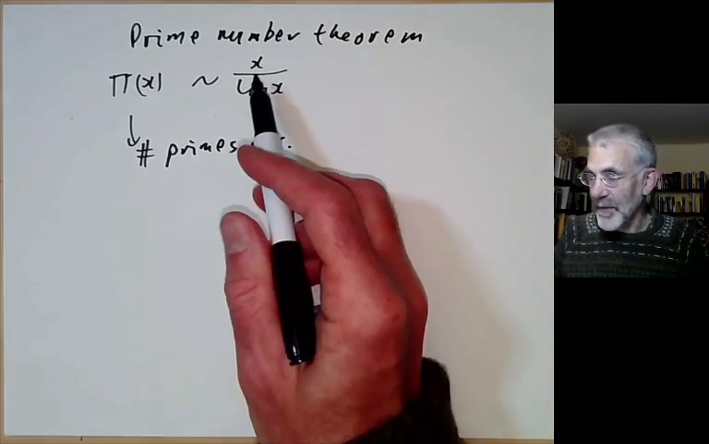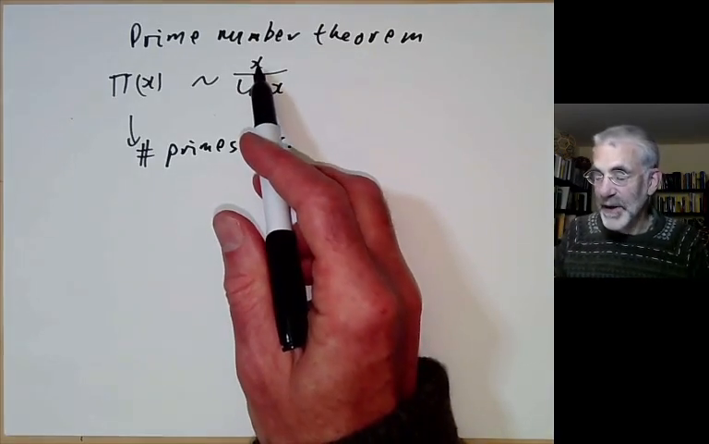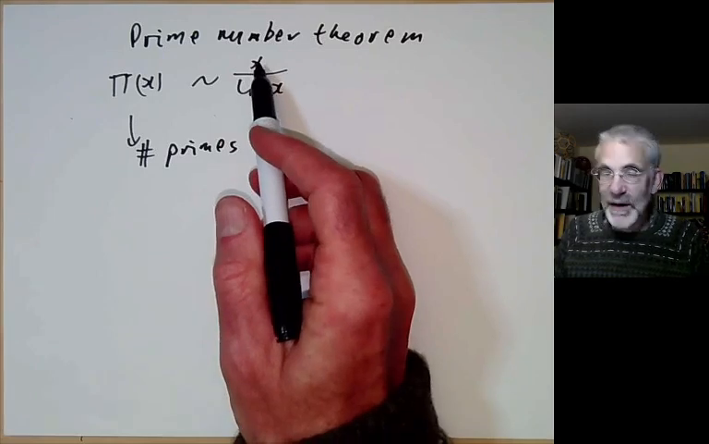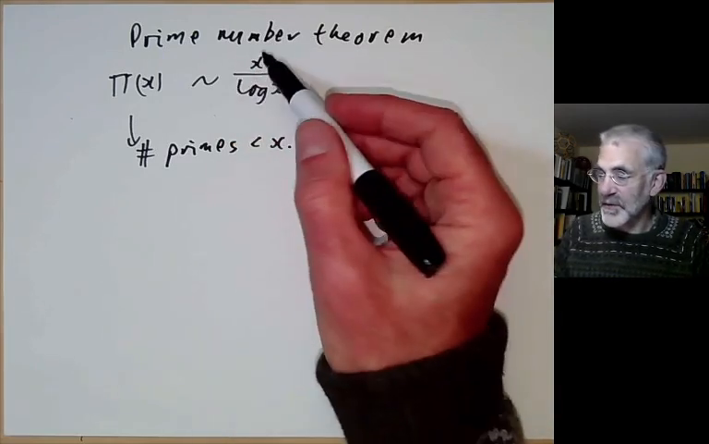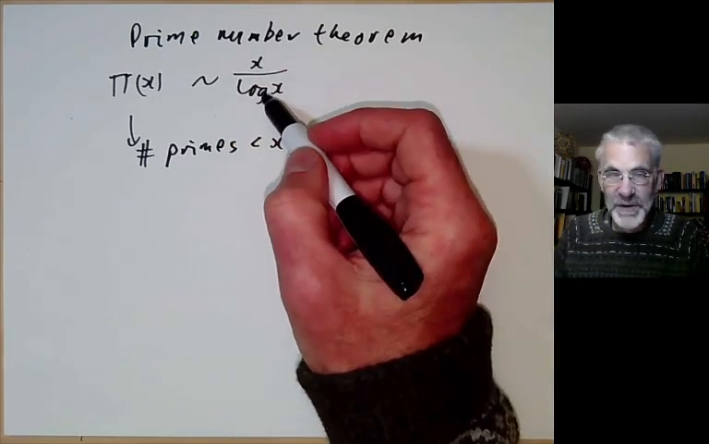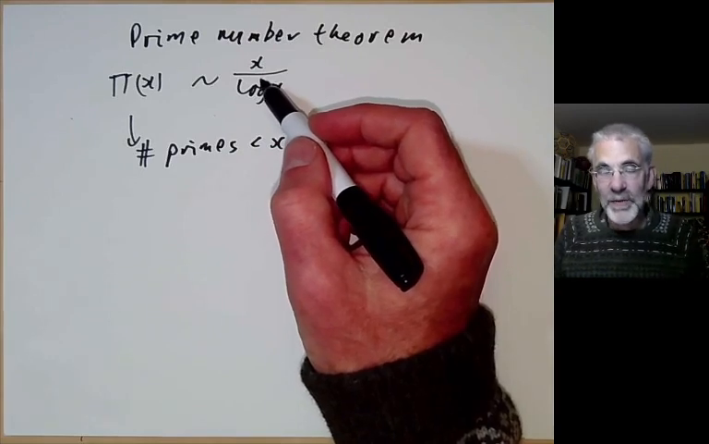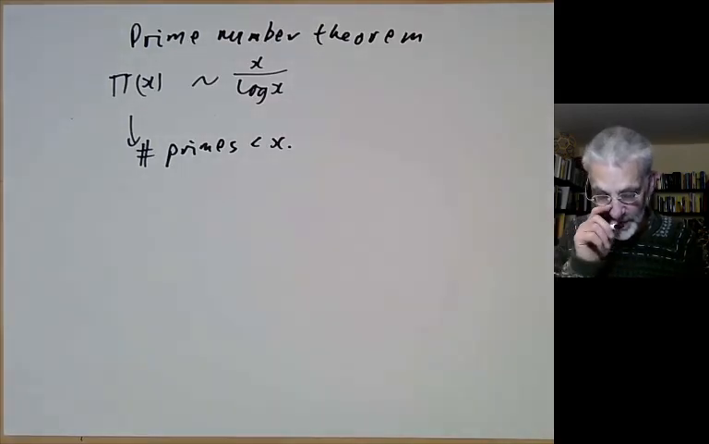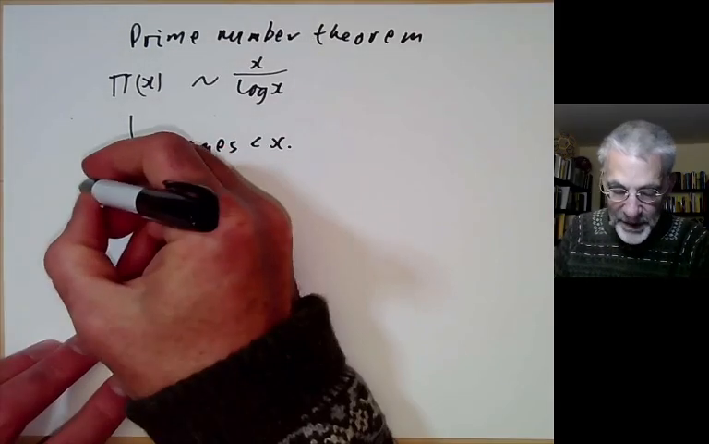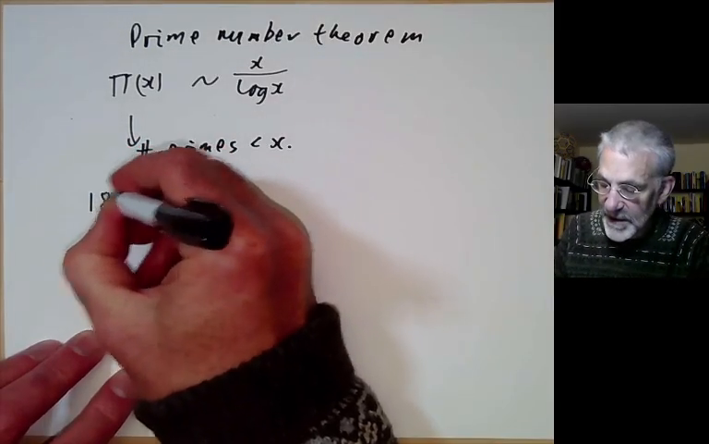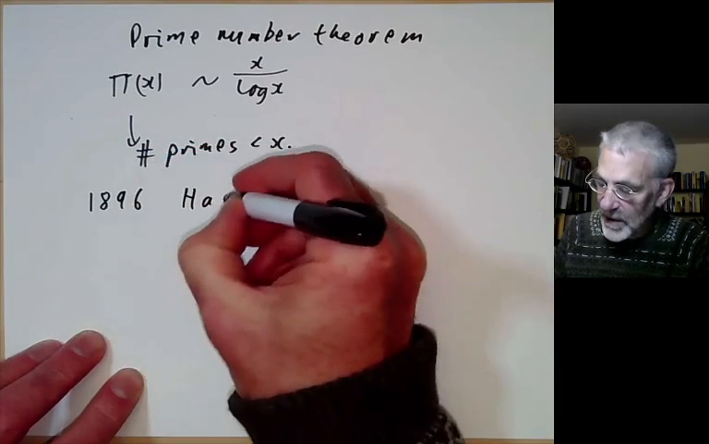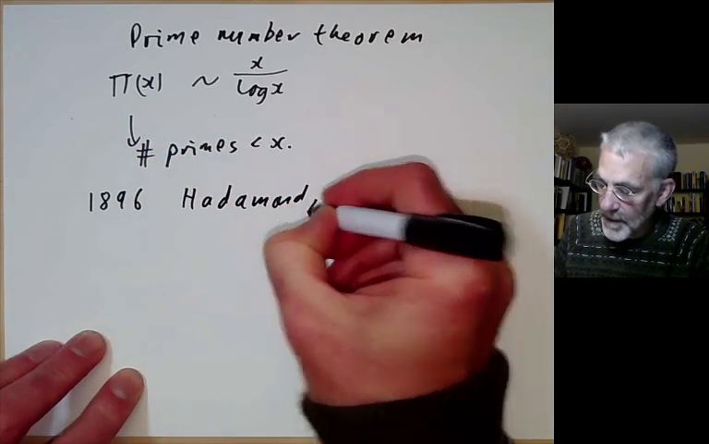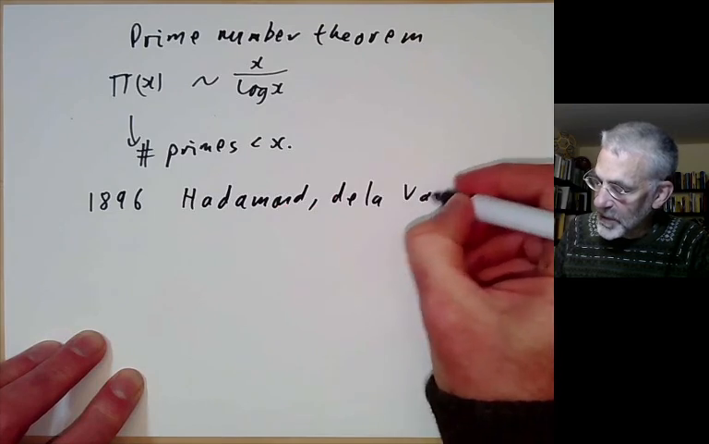So if x is very large, say about a billion or so, it means the number of primes less than a billion is going to be very close to a billion over log of a billion, which means if you pick a random number between 1 and a billion, the chance of it being prime is about 1 over log of a billion. The prime number theorem was first proved in about 1896 by Hadamard and de la Vallée-Poussin.